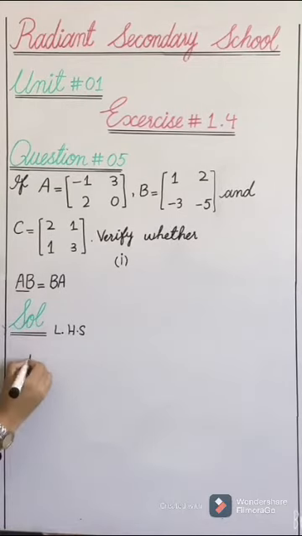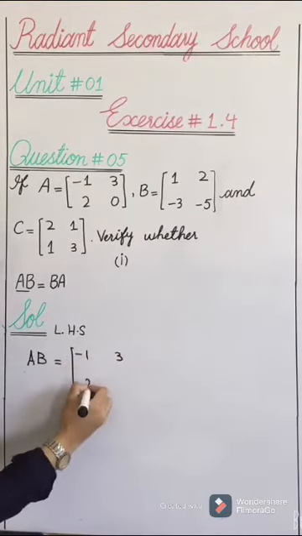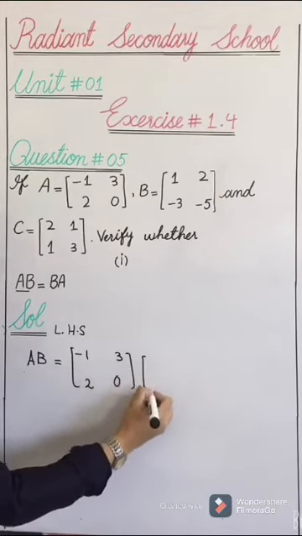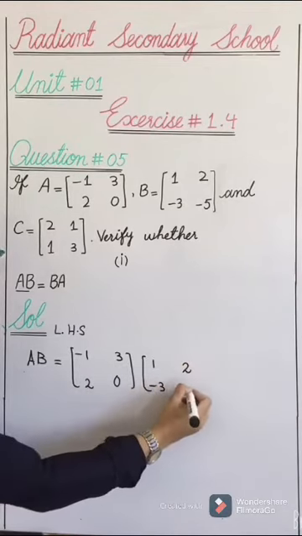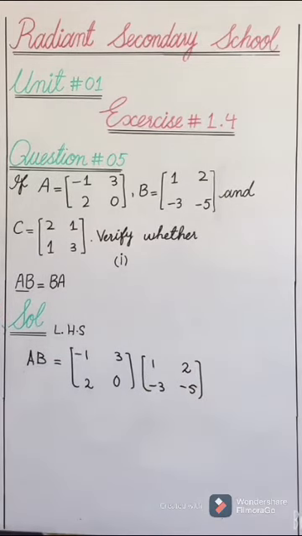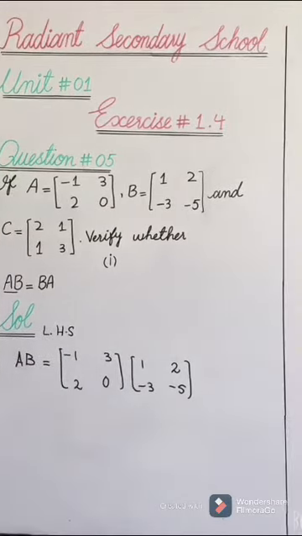AB means A multiplied by B. So we will write AB is equal to matrix A, which is -1, 3, 2, 0, and matrix B, which is 1, 2, -3, -5. Let's start the multiplication of these two matrices. So how do we multiply?